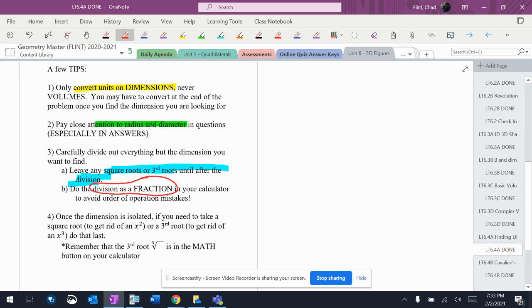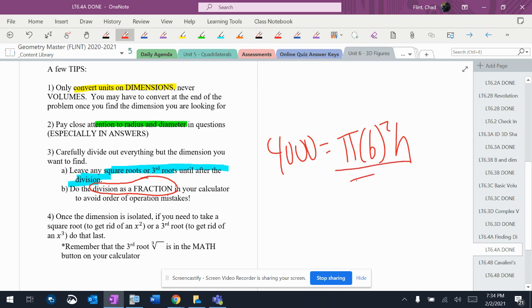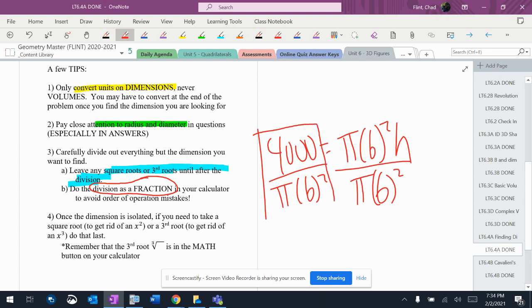And what I mean is, let's think of a quick example here. If you had like 4,000 equals pi times 6 squared times h, and you're solving for h, you divide out the pi and the 6 squared. Put this whole thing into the calculator as a fraction, so that you don't get anything goofy happening there.